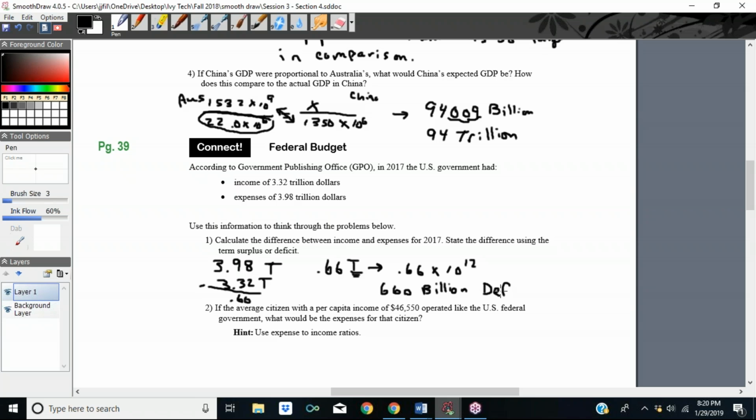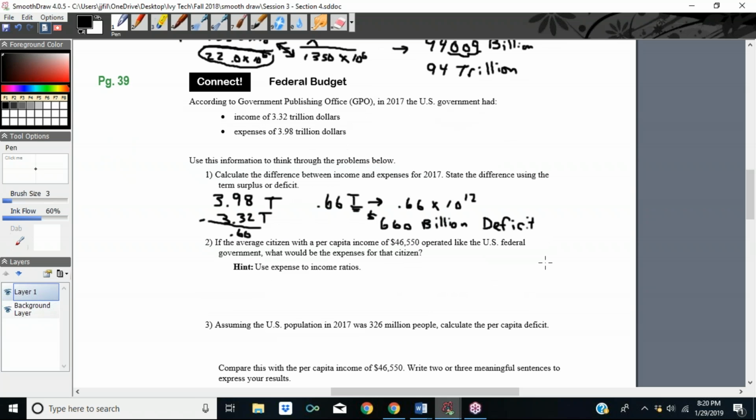How do we know it's a deficit? Yep, the expenses are more than the income. That's right, that makes a deficit. We don't want to have that happen in our personal bank account, that's for sure. All right, so number 2 says, if the average citizen with a per capita income of $46,550 operated like the US federal government, what would the expenses be?